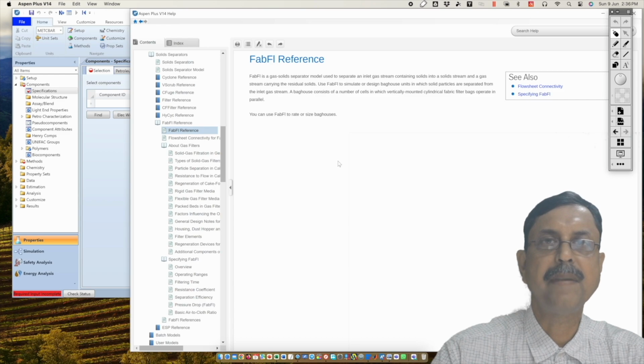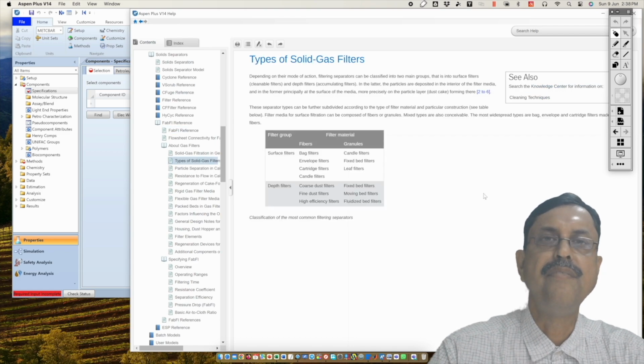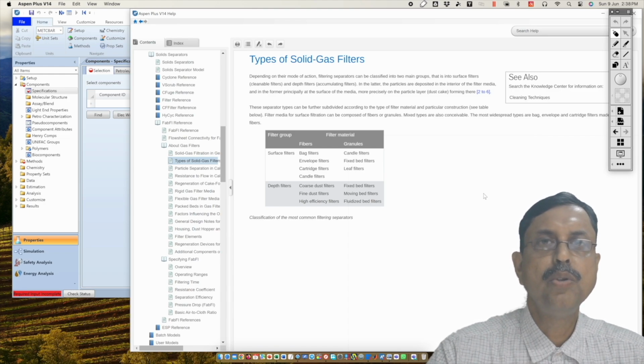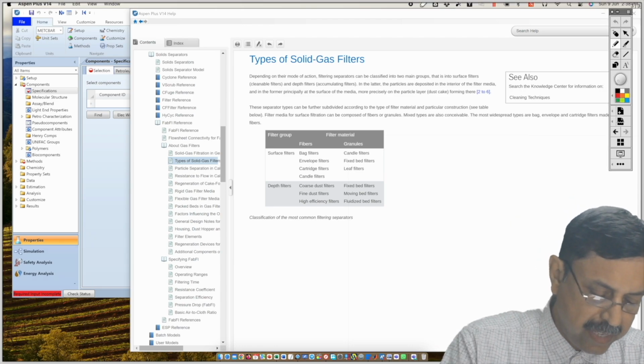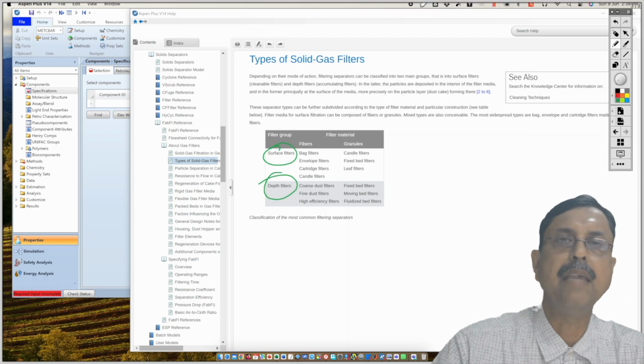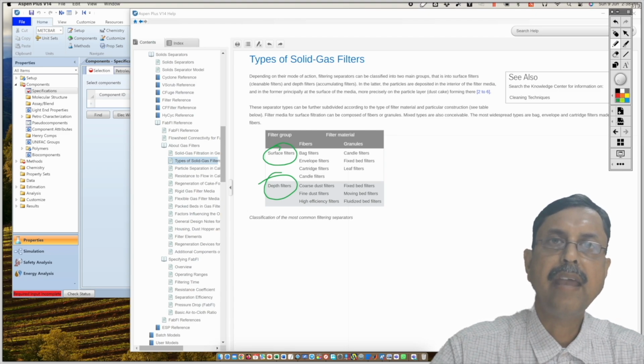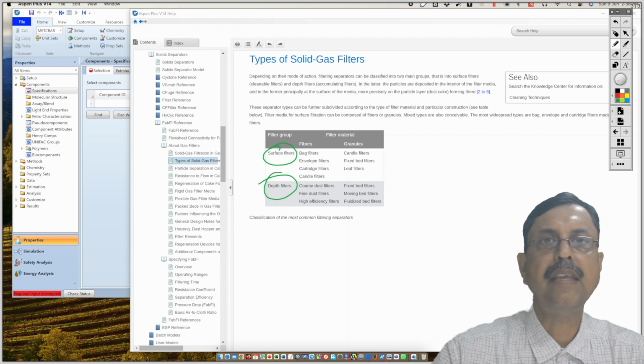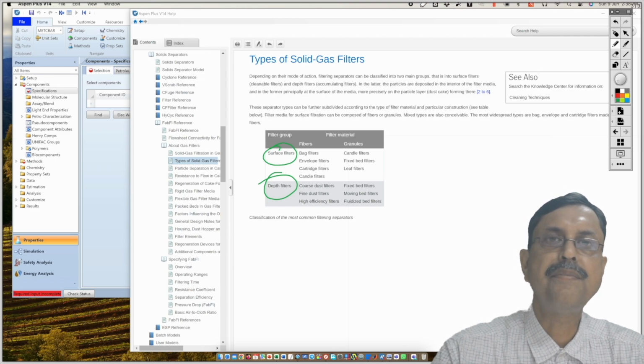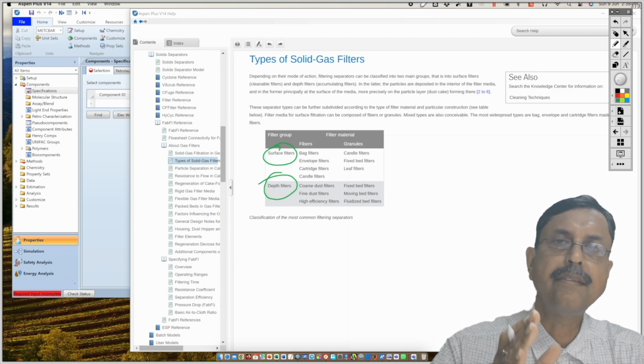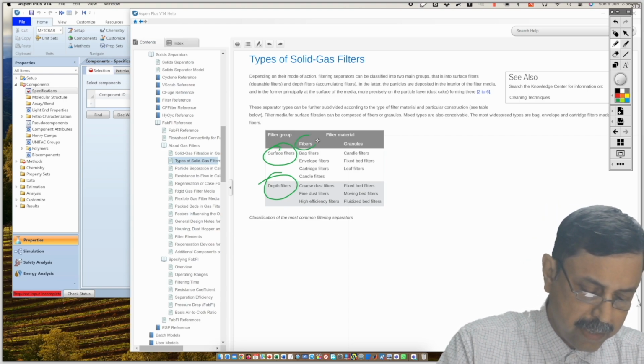FabFL is a gas-solid separation model which is used to separate an inlet gas stream containing solids into a solid stream and a gas stream carrying the residual solids. Various types of gas-solid filters are available, and they are largely grouped into two major groups. One is surface filter type, another is depth filter type. That means whether the filtration is happening at the surface or in depth. And the filters may also be divided into groups based on the filter material, whether the filter material is fabric or some granules.